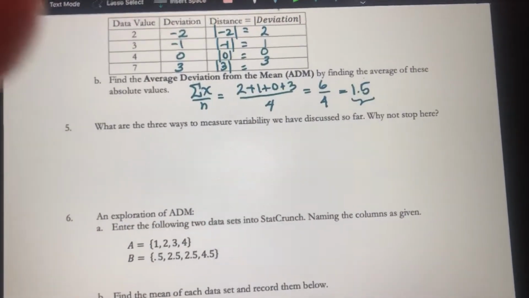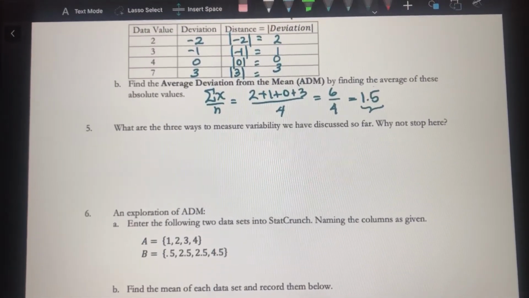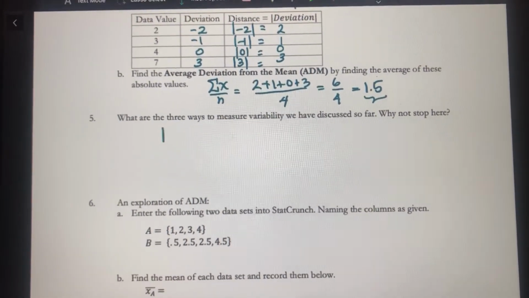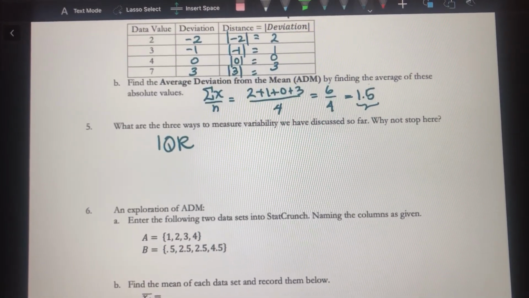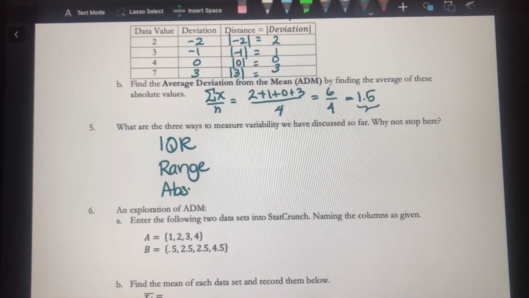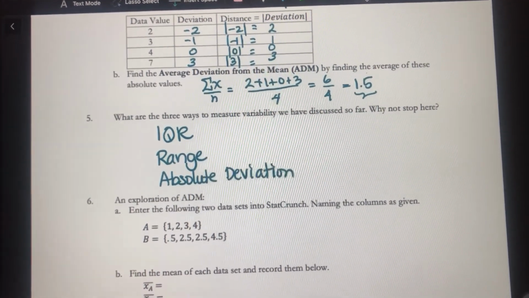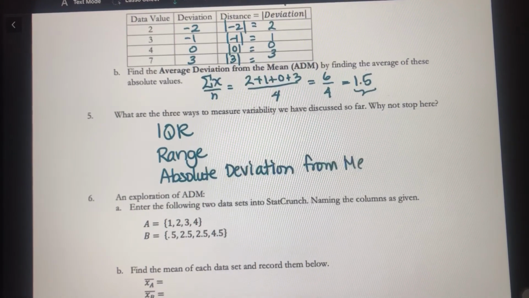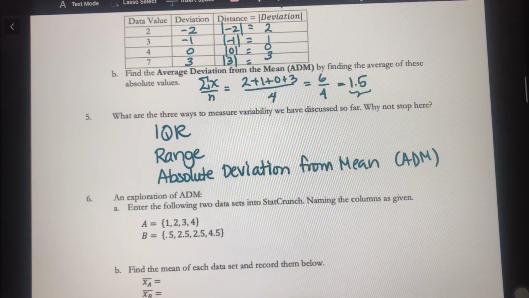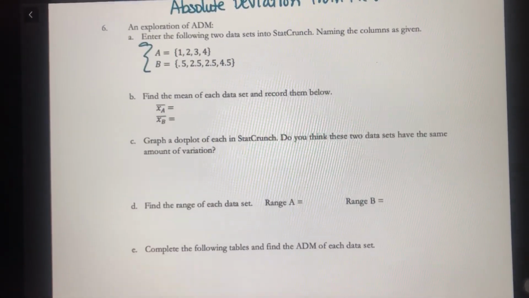What are the 3 ways to measure variability that we've discussed so far? We talked about in Module 9 range and IQR, and then we just talked about something new in Module 10. The interquartile range, the range itself, and the absolute deviation from the mean, which we are abbreviating ADM. We're going to move to StatCrunch, where we're going to enter the values here, and we're going to perform the calculations that are on this sheet.